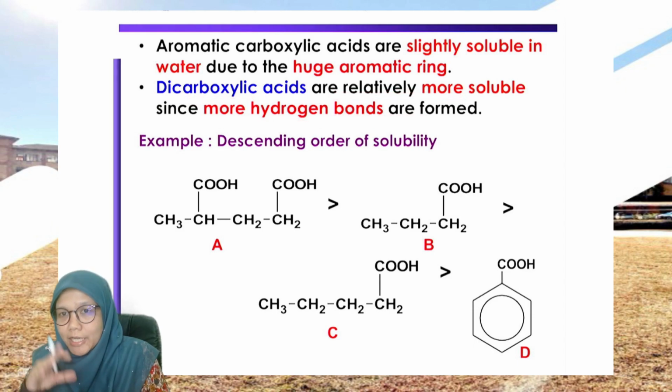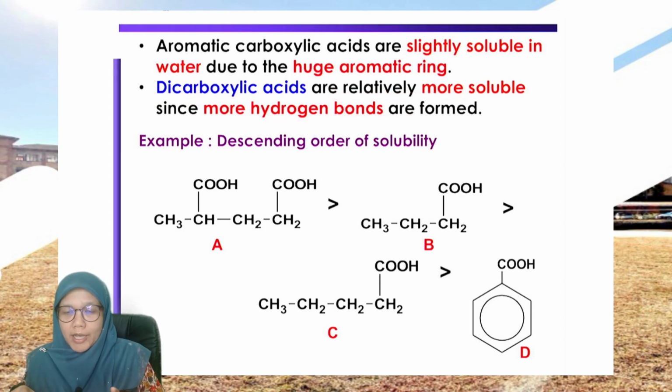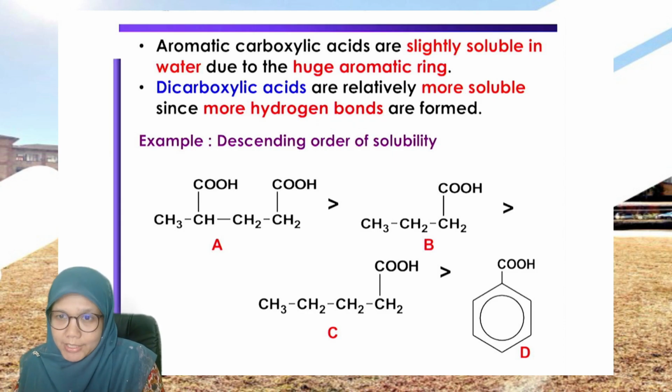Okay, kalau ada dicarboxylic acid, maksudnya dalam satu molekul tu ada dua carboxyl group. Okay, memanglah kena dekat both ends lah kan? Hujung dengan hujung. Okay, asal ada saja dicarboxylic acid, so maksudnya lebih banyak hydrogen bond with water molecule they can form, so more soluble in water.